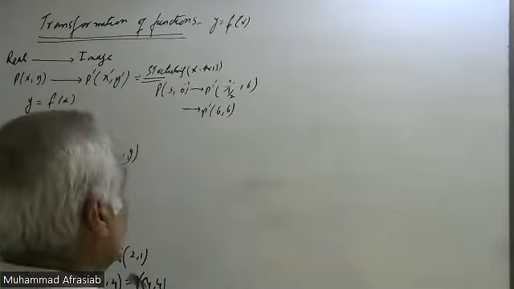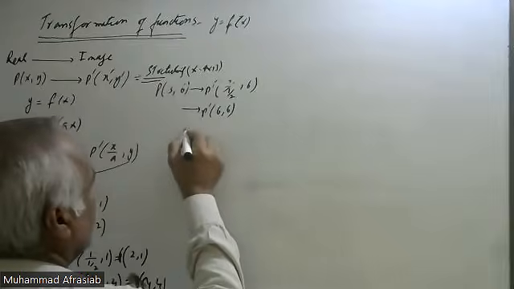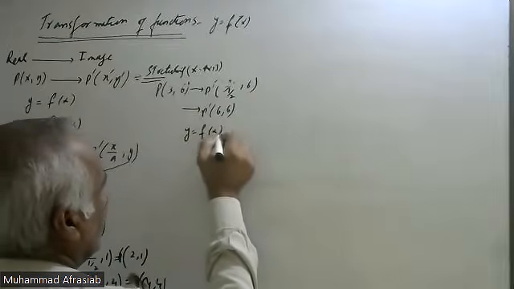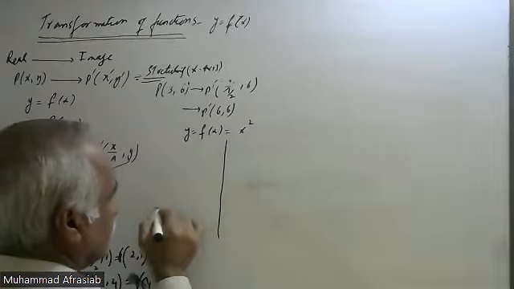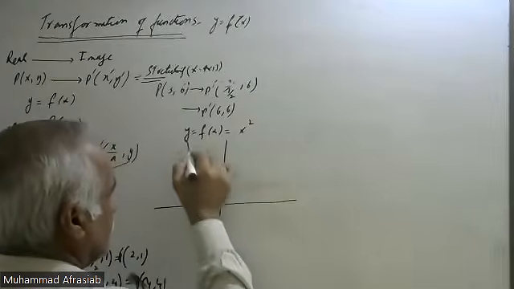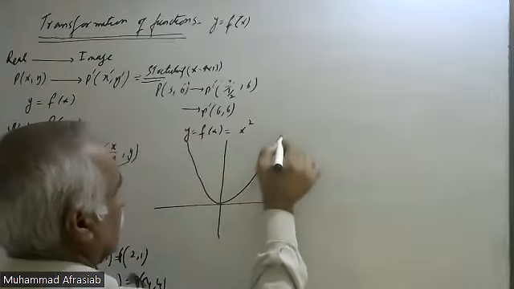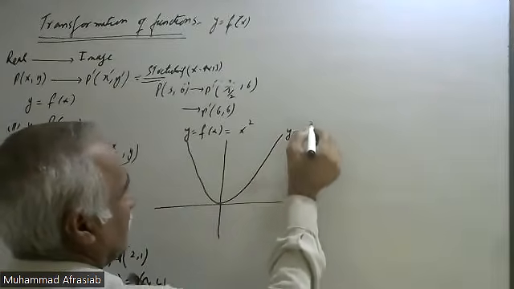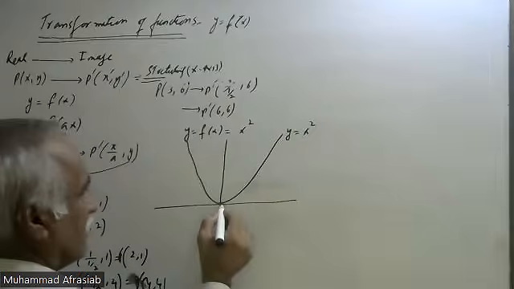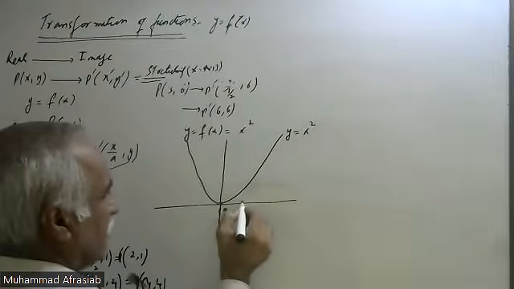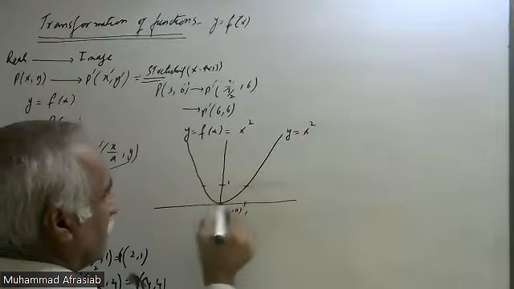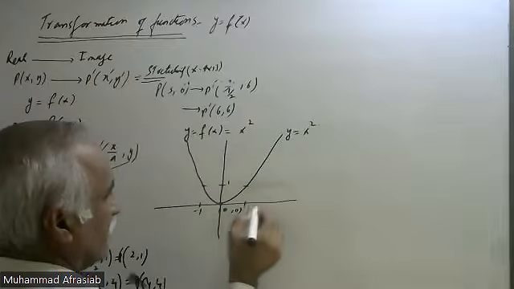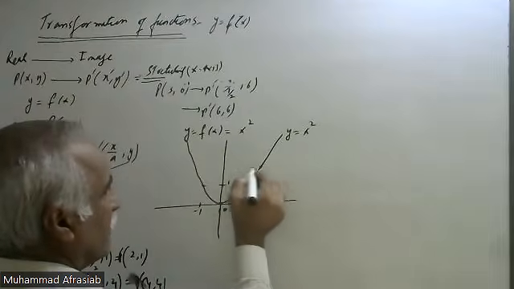Now, let's do it with the example that y is equal to f of x is equal to x square is the original graph. So this is the graph of y is equal to x square. For 0, 0, for 1 it is 1 at this position. For 2, it is 4.